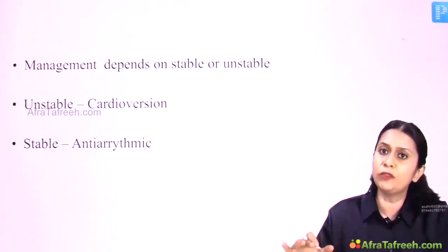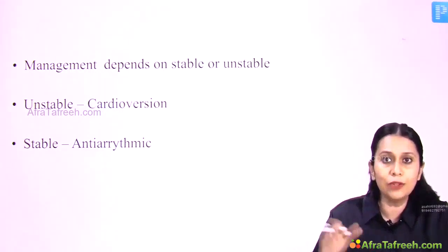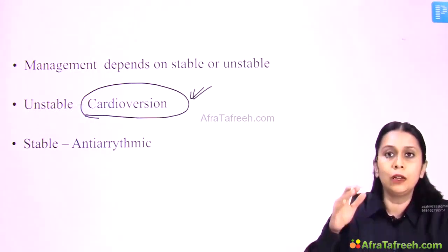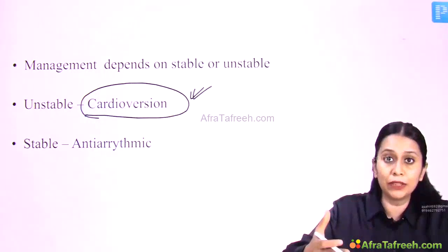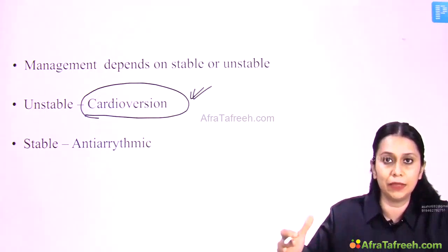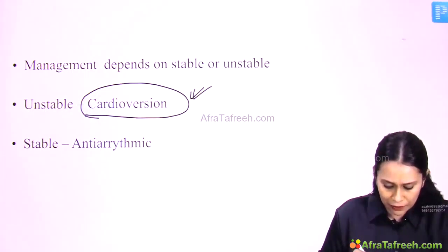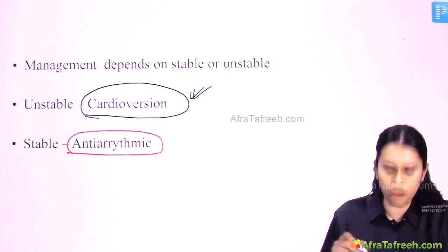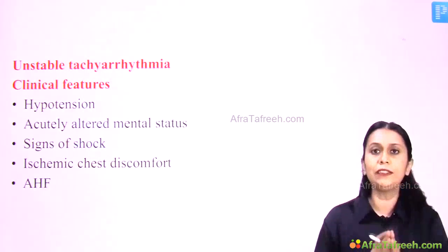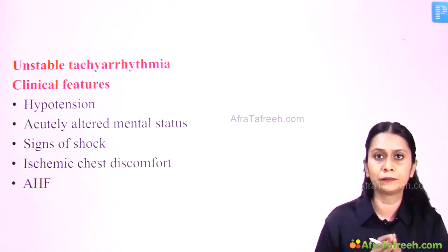Then irrespective of the type of tachyarrhythmia, we have to cardiovert. So cardioversion, we have to give electricity to the patient. That is the only management of unstable tachyarrhythmia. And for stable tachyarrhythmias, we have to use an antiarrhythmic agent according to the type. Now, what are the clinical features of unstable tachyarrhythmia?